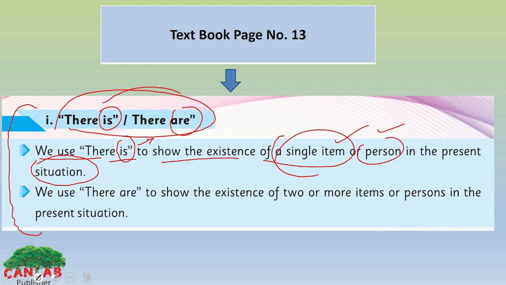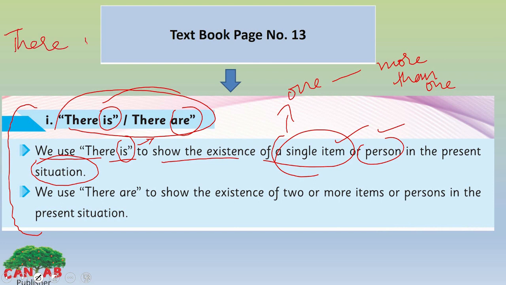I hope you are familiar with the singular and the plural. Singular indicates one thing or one person, and plural indicates more than one. Let me give you some examples of this one. How it will show the existence of a single item or person.